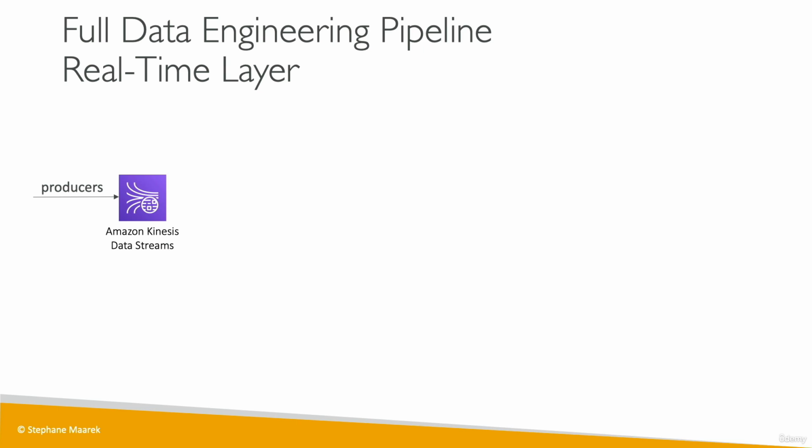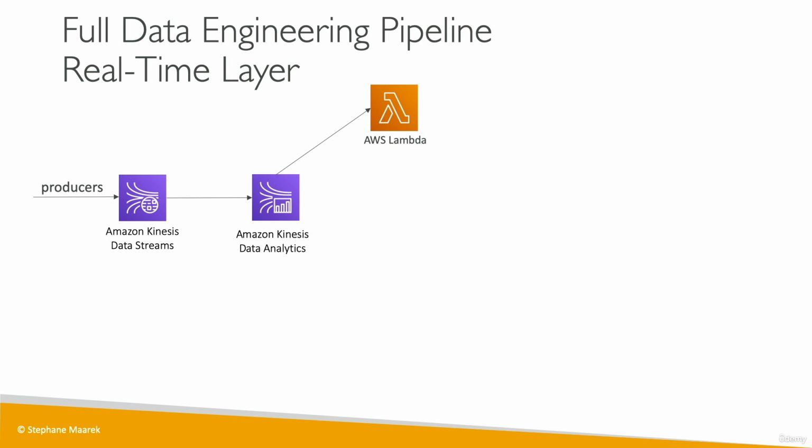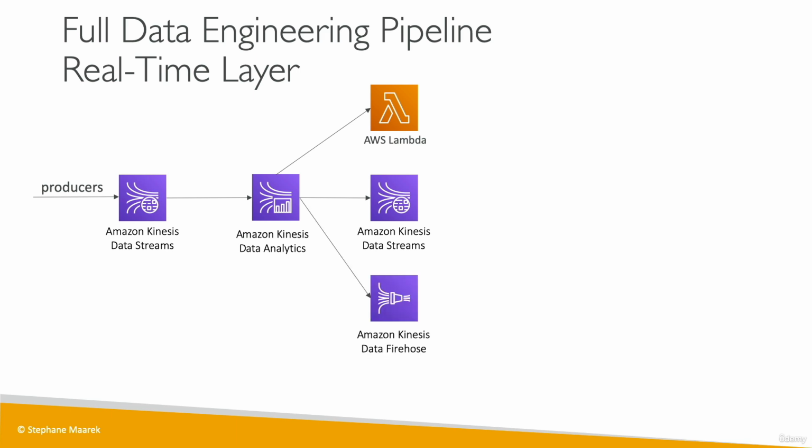Maybe we want to analyze the data in real time, and so for this we can use Amazon Kinesis Data Analytics. From this, we can have Lambda to do some transformations. We can send the output data into Kinesis data streams as well. And we can also have Kinesis Data Firehose read from the output of Kinesis Data Analytics. This is what we just saw.